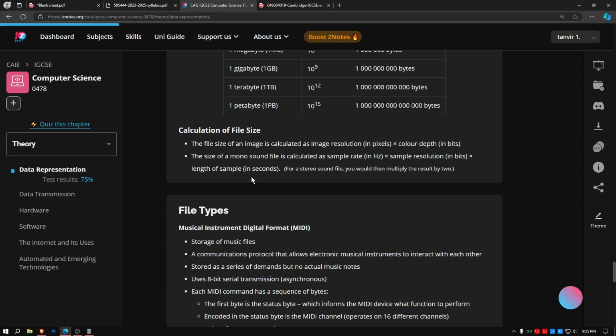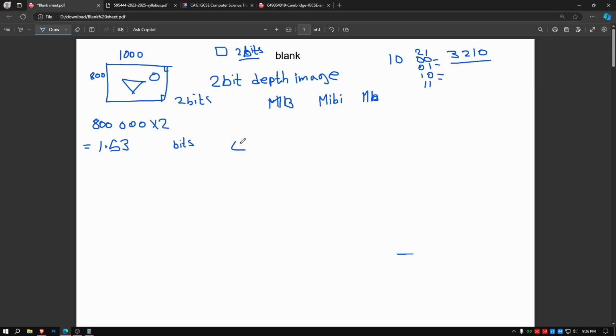Yeah, this is generally how you do it. The sound length will be in seconds, as you can see, and the sample rate might come in hertz, right? What is hertz? It is the number of samples each second. So if the question says 400 Hz, that would mean 1 second equals 400 samples. Yeah, so this is basically it.